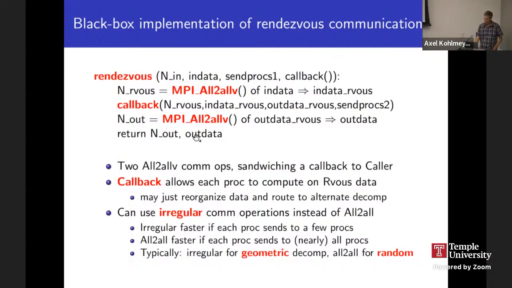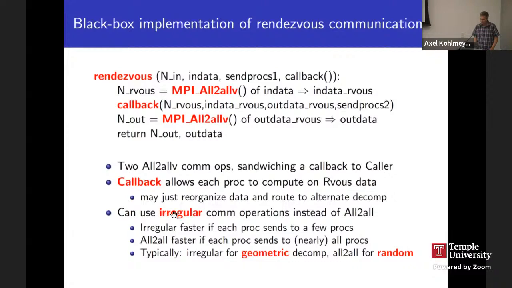So I've shown it with two all-to-all communications, sandwiching this callback to the caller, which is the computation that's performed on the rendezvous data and the rendezvous decomposition. And a computation, the ones I illustrated, it's as simple as just reorganizing the data, sending it somewhere else. It's not actually doing the computation.